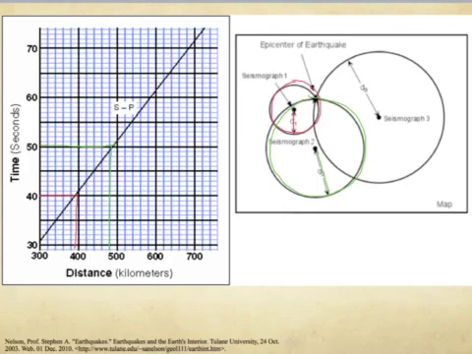So let's say your third station has an SP lag time of 55 seconds. Go up to 55 seconds, over till it hits your diagonal line, and down. So we get about 540 kilometers. So again, using your scale on your map, you draw a radius of 540 kilometers, and draw your circle. Now where all 3 circles intersect, that will be the location of your epicenter.